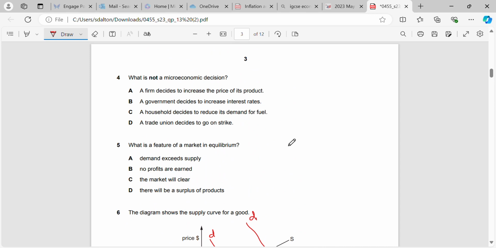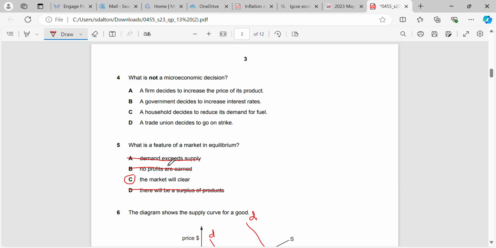What is the feature of a market in equilibrium? Very simple. Oh, sorry, read it wrong. I thought that said demand equals supply. Demand exceeds supply? No. We call that a shortage. That's when we're in disequilibrium. No profits are earned? No, not relevant. The market will clear. And there will be a surplus? No. So surplus and shortage is what happens when we're in disequilibrium.